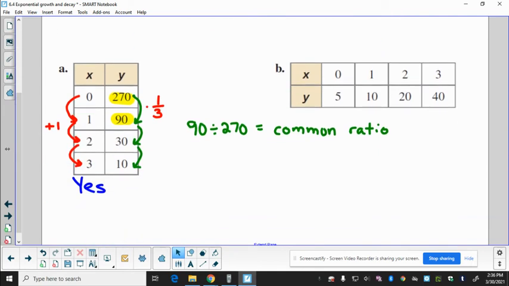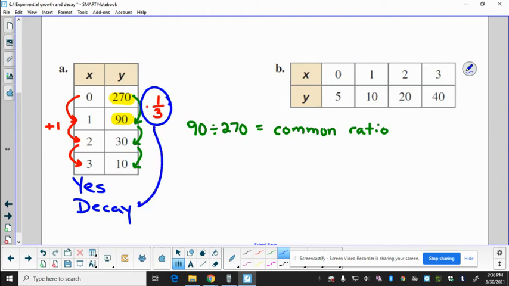And what does it indicate? Because these numbers are getting smaller, it's decay. And because this is less than 1, that means it's exponential decay.